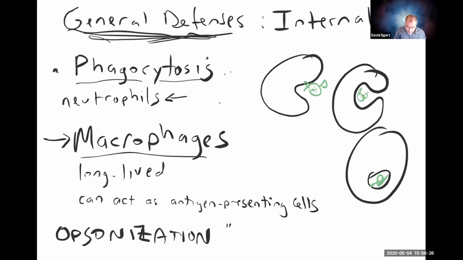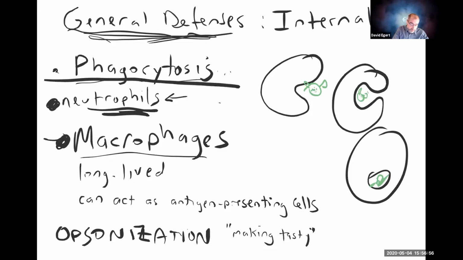It means making tasty. So we're going to talk about different things that can opsonize a target cell. We'll see this complement cascade will do that. Antibodies do that. So opsonization. Sometimes the neutrophils and macrophages are kind of under phagocytosis.